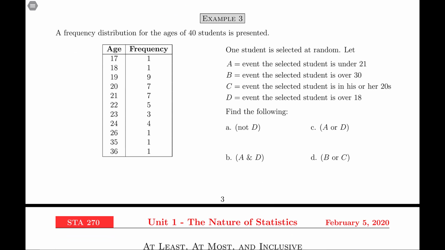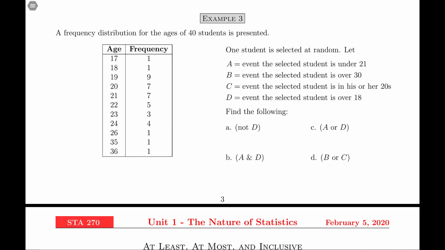Example 3, we're given a frequency distribution. And this shows the ages of 40 students. We have one student selected at random. Event A is that the student selected is under 21. Event B is that the student is over 30. Event C is that the student is in his or her 20s. And then event D is that the selected student is over 18.